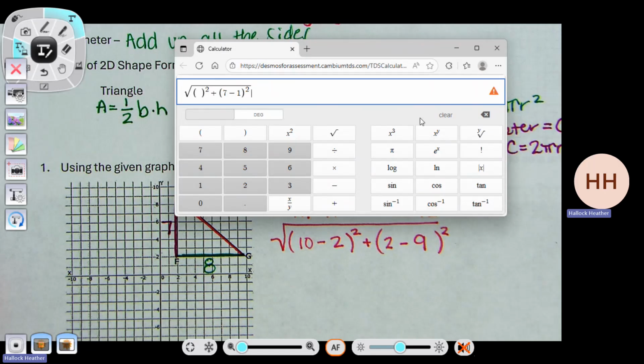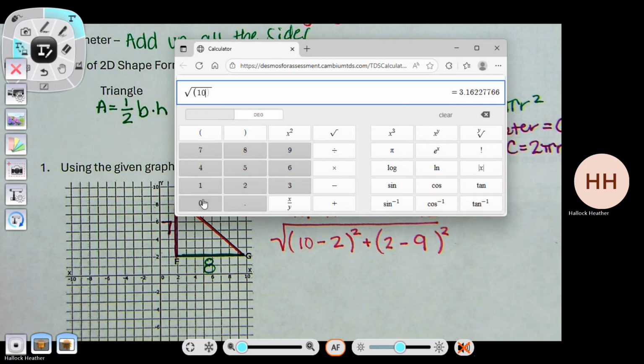So let me clear this because this is the first time we're doing it in class. You need the square root first, and then you have parentheses. You're doing 10 minus 2. It's easier if you just type it using the keyboard. Parenthesis. Don't forget your exponent, because I just forgot my exponent.